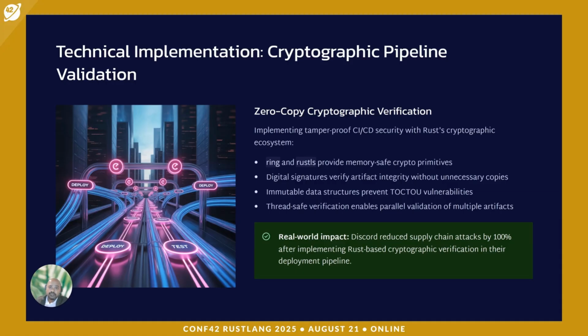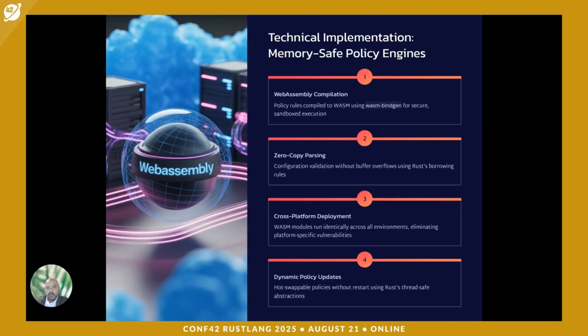And finally, even with secure images, we need to control what runs in your environment. Let's see how Rust can power memory-safe policy engines. Policy engines decide what's allowed in your systems, and if they are compromised, you are in trouble. With Rust, you can compile policies to WebAssembly for sandboxed execution, ensuring they run safely across platforms. You can validate configurations without risking buffer overflows or even hot swap policies without restarts. For example, in Kubernetes, you could enforce that only signed images are deployed and update the policy instantly without downtime.